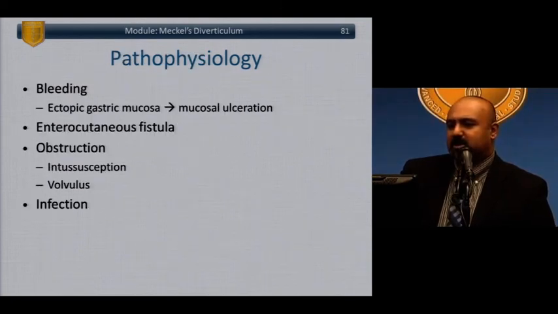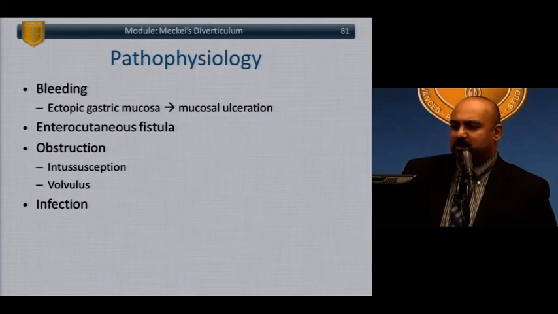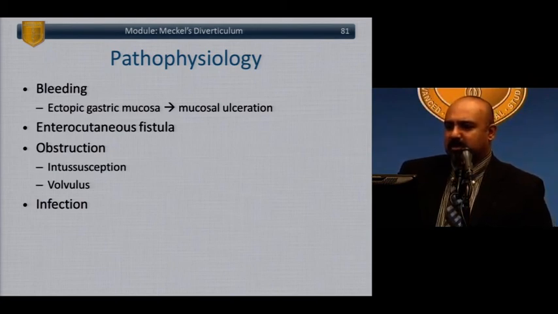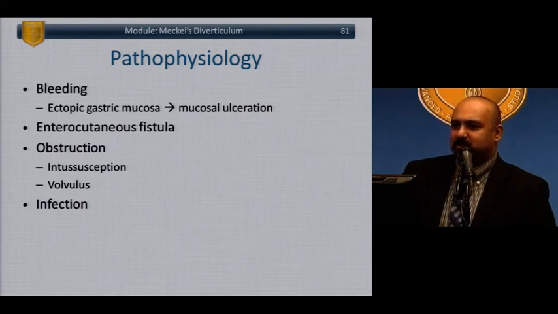Bleeding, you really get bleeding or you get obstruction. Those are the 2 real clinical scenarios that we come in contact with. Bleeding is due to ectopic gastric mucosa, and the gastric mucosa is an acid secretor. It'll actually eat through the mucosa at the base of the Meckel's, so the bleeding is going to occur where the ulcerations are at the base.